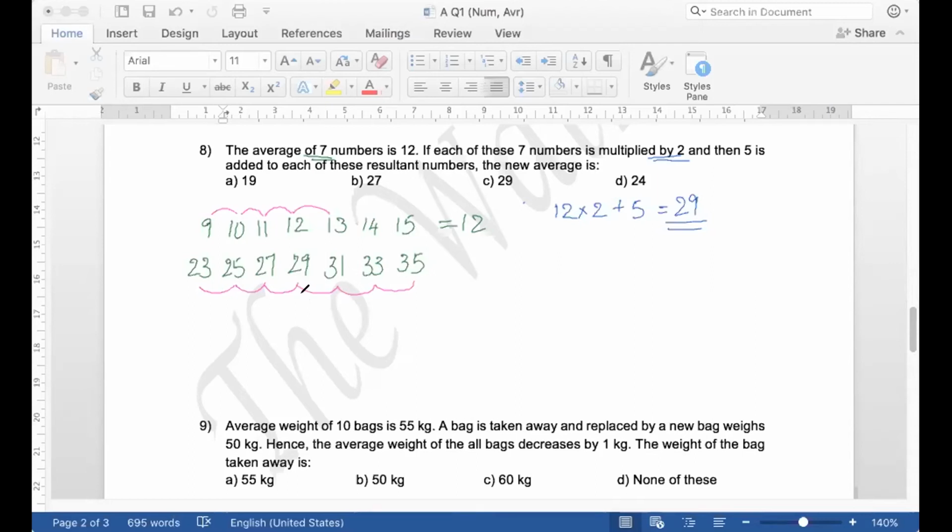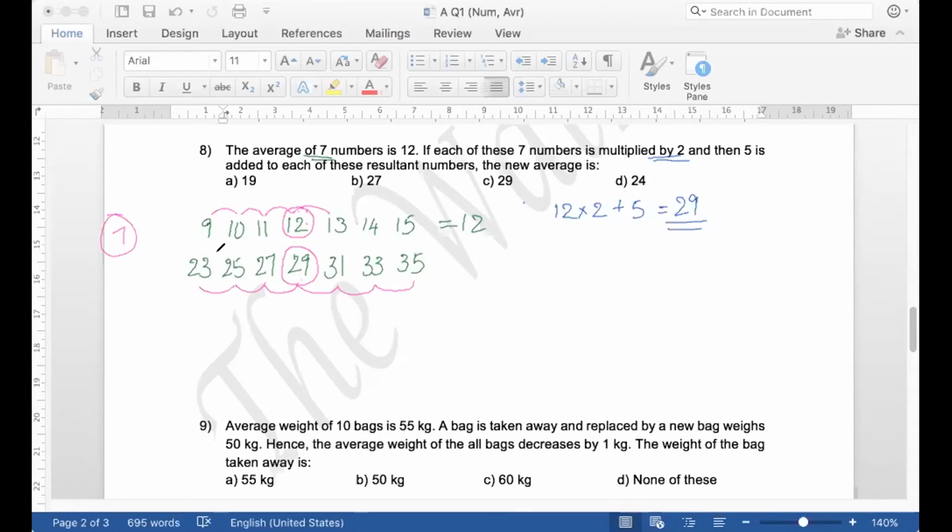You remember that if the total count of numbers is odd, that is 7, correct? So if it is an odd number, the middle number is going to be the average. And that was the previous case: 9, 10, 11, 12, the average was 12. Why? 12 is the middle number. The total here, 7, is an odd number. So 12 is the average. In this case, 29 is the average.